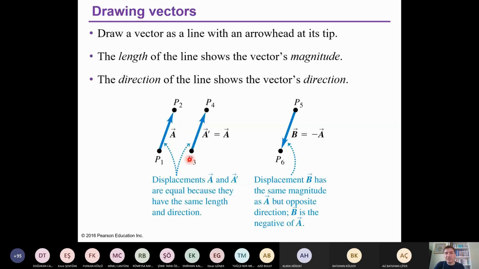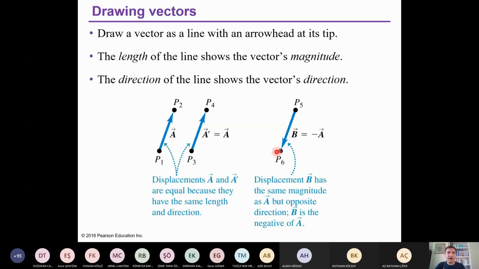So what we have here, the magnitude is the same, like this one and this one, but the direction is opposite, okay? Since the direction is opposite, this new vector B is equal to minus A. They have the same magnitude, but the direction is opposite. This minus here shows the opposite direction. Any question here?